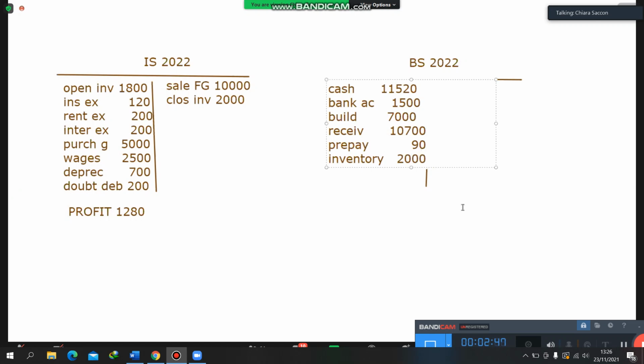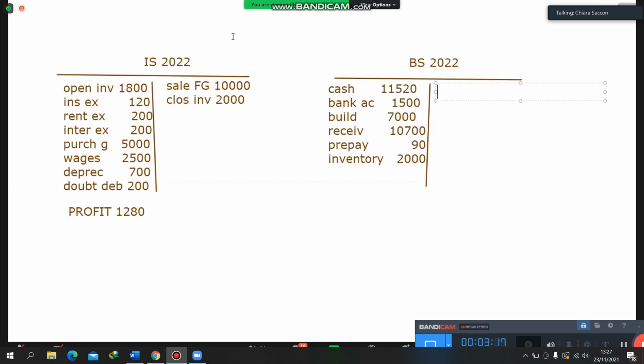Okay, this is the asset side. Not perfectly written. I repeat that during the exam, I ask not only for numbers here, the amount, but also the items, the description. If you write only the amount, you will fail, because I can't understand which item you are transferring here.